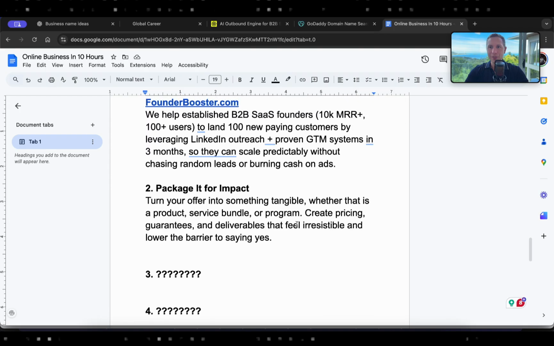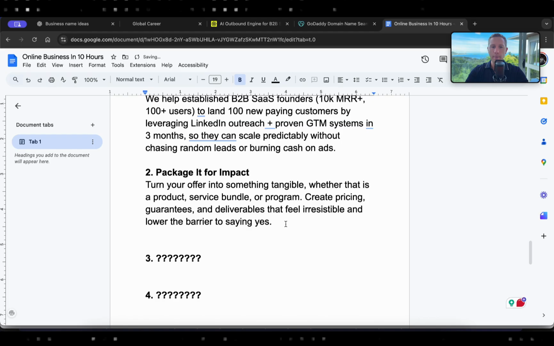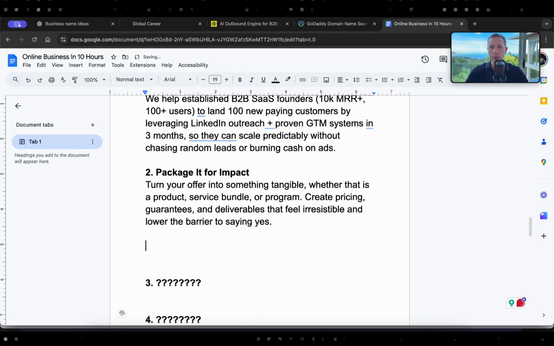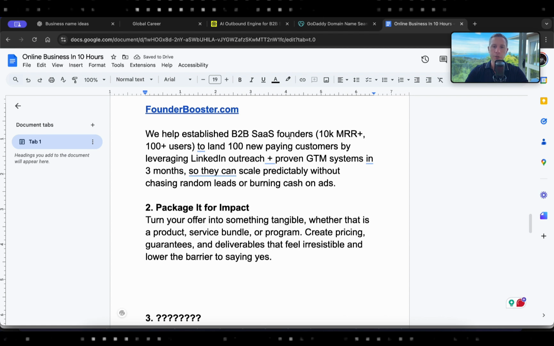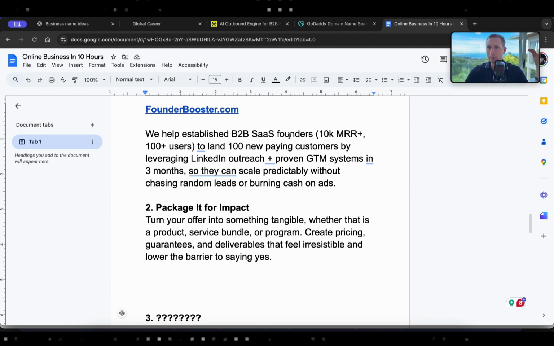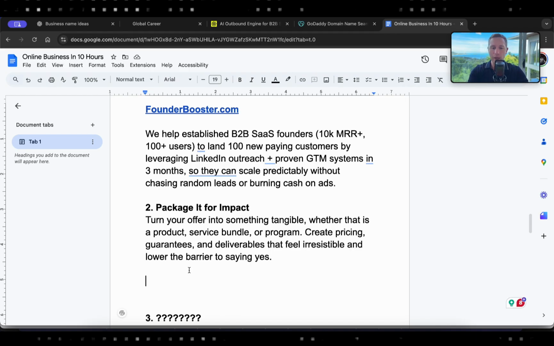So we've got the avatar, we've got the name. Now we need to package it for impact. Turn your offer into something tangible, whether it's a product, service, bundle, or a program. And so the pricing and the impact here is going to be pretty important. So if they're making 10K MRR, you're likely not going to be able to charge them 30 grand for your service, right?